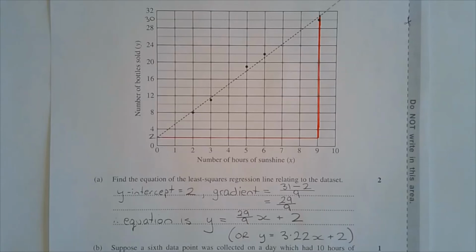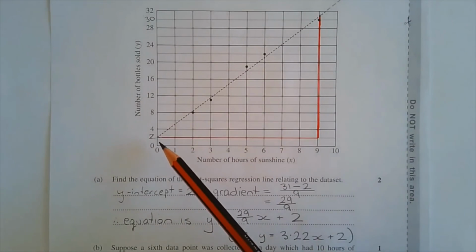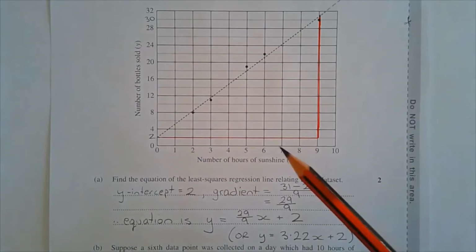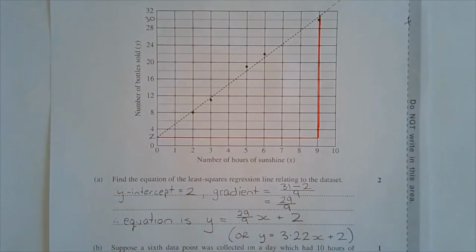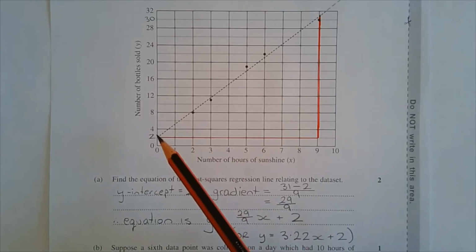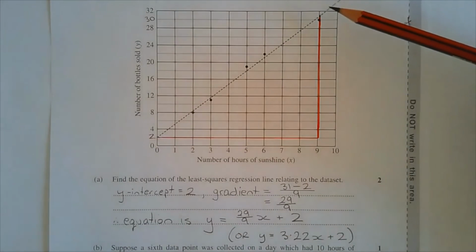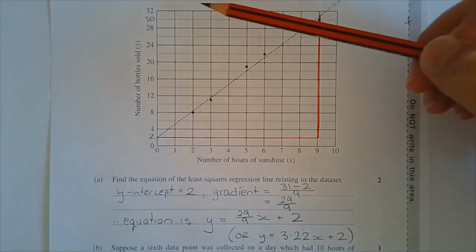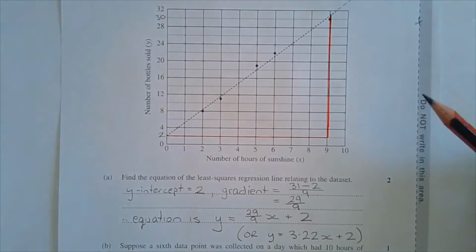The equation of the least squares regression line is in the form y equals mx plus c, where m represents the gradient of the line and c represents the y-intercept. From the graph, we can see that the y-intercept is equal to 2, so c is equal to 2. To find the gradient, choose any 2 points and then apply the formula rise over run. Choose 2 points that are far enough apart from each other to give a reasonable estimate of the gradient. I've chosen the y-intercept here, and this point here, which has a y-coordinate of approximately 31, so somewhere halfway between 30 and 32, or close enough to.